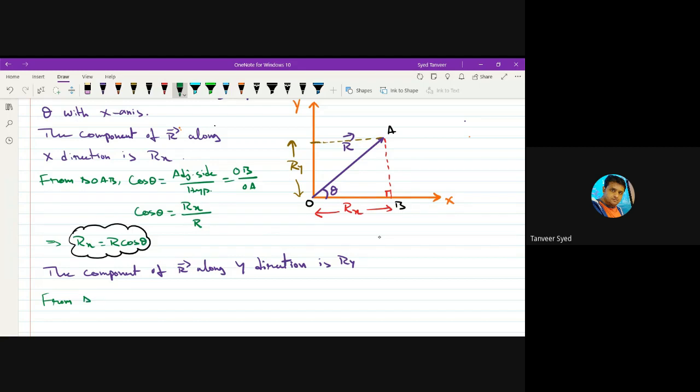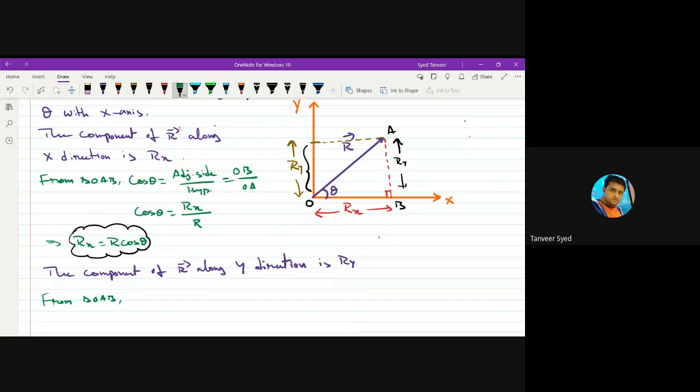From triangle OAB, same triangle, right angle triangle. See, if this is Ry, this is also Ry, because it forms a rectangle or a square. The opposite sides will be equal. So we can take this side also as Ry, they will be same.